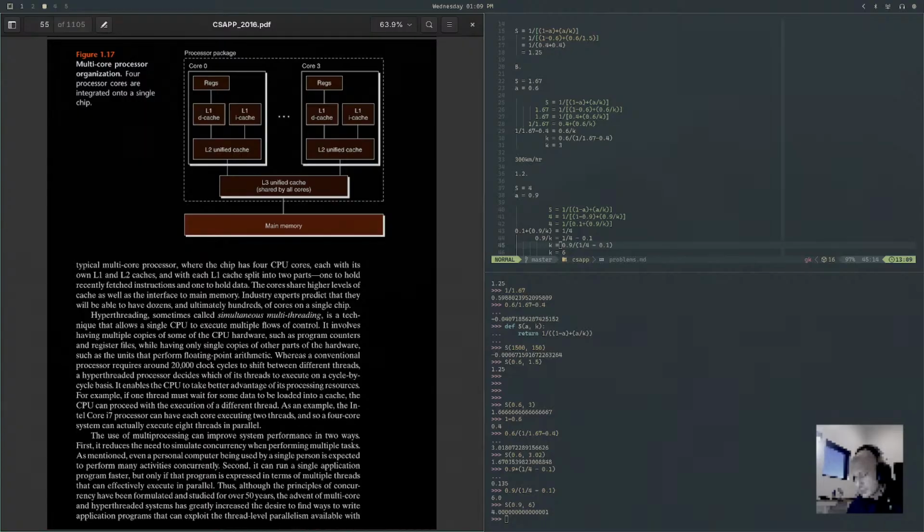Hyperthreading, sometimes called simultaneous multithreading (SMT), is a technique that allows a single CPU to execute multiple control flows. It involves having multiple copies of some of the CPU hardware, such as program counters and register files, while having only single copies of other parts of the hardware, such as the units that perform floating point arithmetic. Whereas a conventional processor requires around 20,000 clock cycles to shift between different threads, a hyperthreaded processor decides which of its threads to execute on a cycle-by-cycle basis.